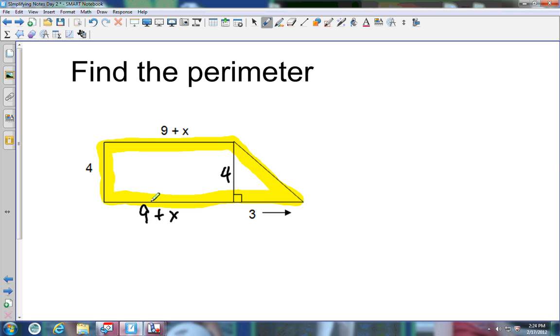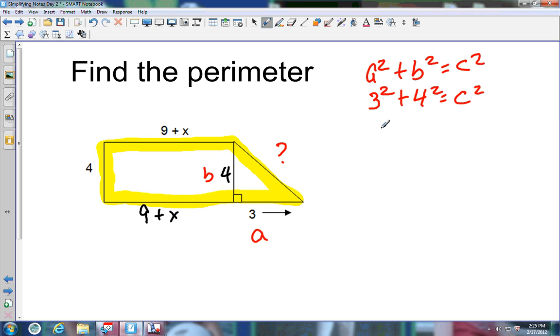So the only piece we don't have is this one right here. Now I do need the 4 for that because this is a right triangle, so we need to do the Pythagorean theorem. A squared plus b squared equals c squared. Here is a, here is b. I have 3 squared plus 4 squared, and that equals c squared.